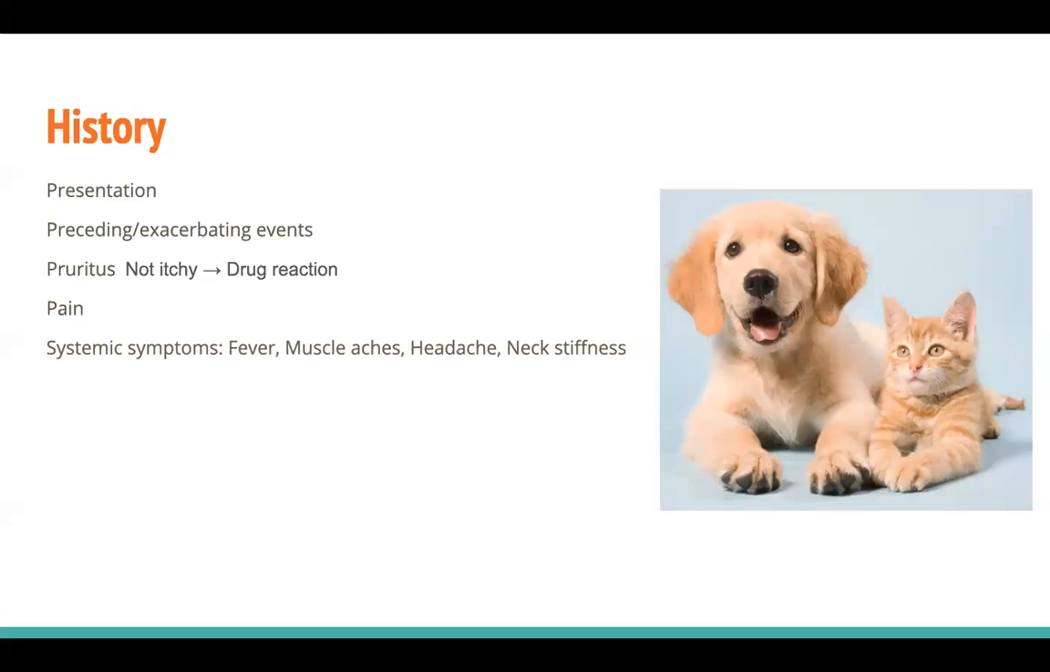Are there any systemic features? Do they have any fever or muscle aches? Fever, particularly you're worried about sepsis. Muscle aches, if they've got any weight loss, you might be worried about dermatomyositis, which is a paraneoplastic syndrome. Do they have any headaches or neck stiffness, any photophobia, anything that might be in keeping with meningitis or meningococcal sepsis?